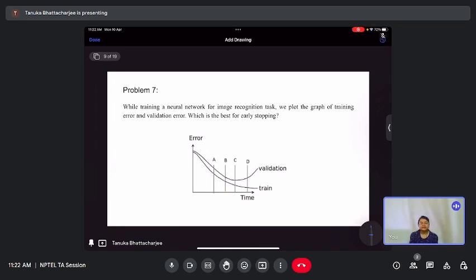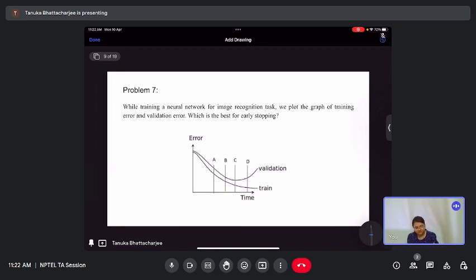But after some point it might happen that training loss keeps on reducing, but validation loss starts to increase. That means though your model is performing better on the training data, it is not performing better on the validation data. It is learning too much detail of your training data, so it is getting overfitted and is not able to generalize to the validation set. So at this point it has started overfitting. We should stop our training at the point where the validation loss starts increasing.